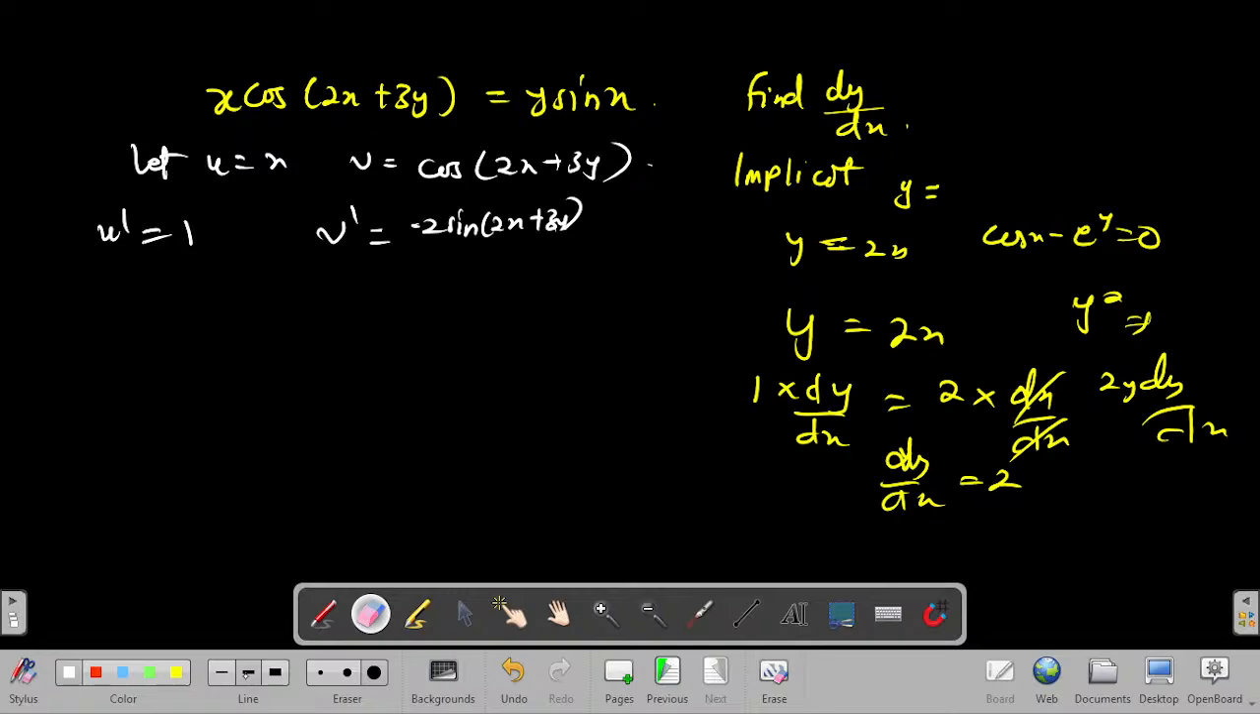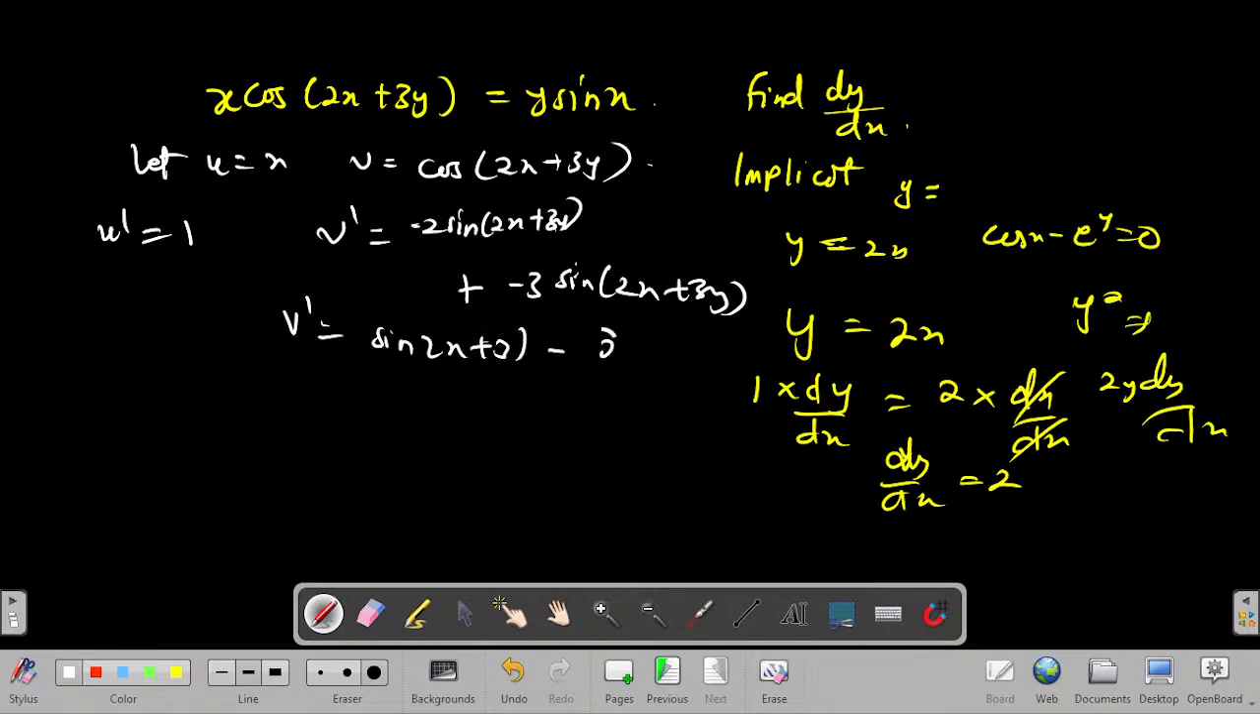Plus, when you differentiate the y, I have negative, right, sine x. Therefore, my v prime is sine. This one was with respect to the y, so dy over dx plus 3 dy dx.